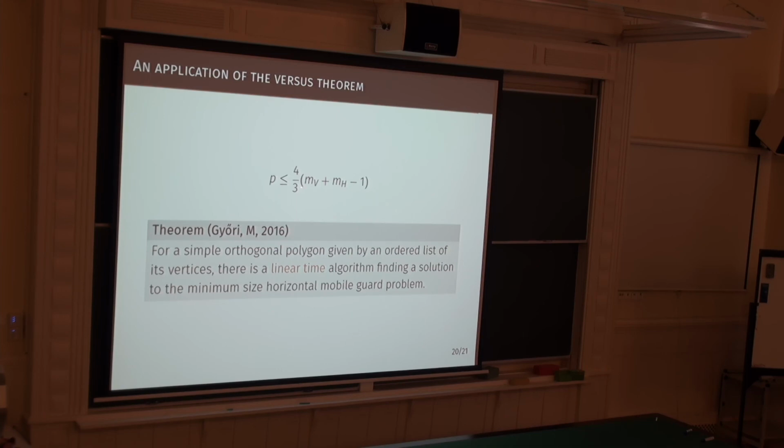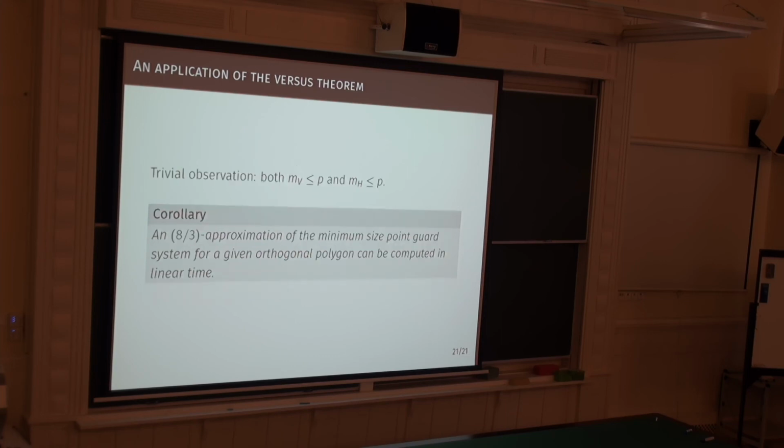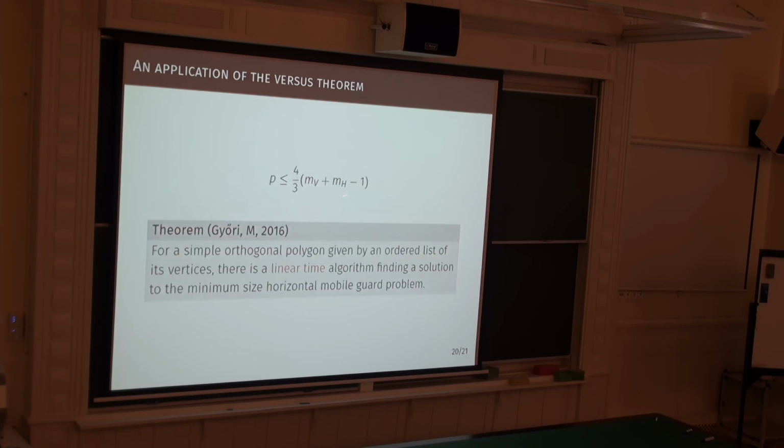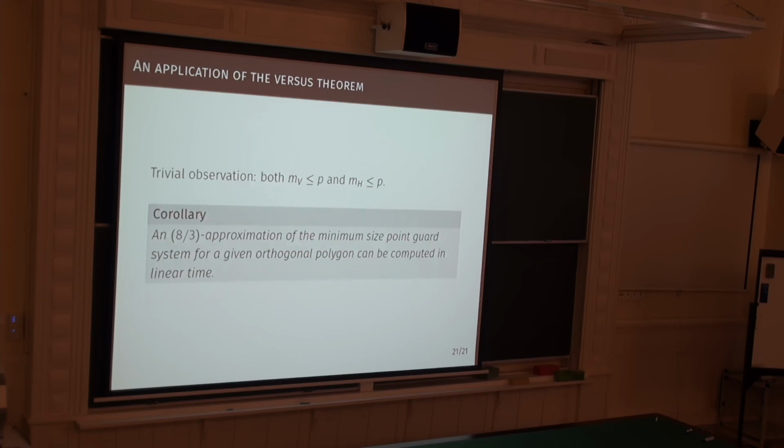However, we proved that these two values can be computed in linear time. And so, via a trivial observation that M_V is at most P and M_H is at most P, we get that this number is actually an 8/3 approximation of the minimum size point guard system.